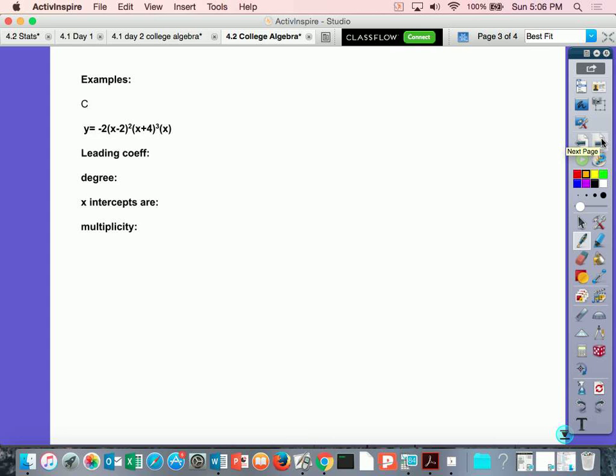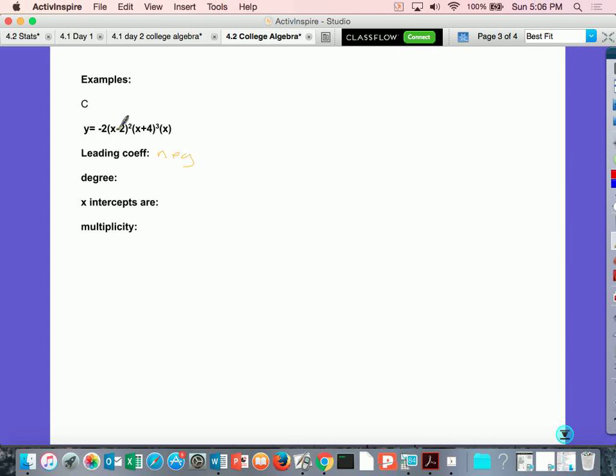Okay, let's look at one more. Now this one's already factored. The leading coefficient is negative. For the degree, there's an x squared times an x to the 3rd, to be x to the 5th, times an x to the 6th. So you could count the exponents to find the degree: 2, 3, 4, 5, 6. So the degree is 6. It's even. So an even negative, same as last time. The x-intercepts are 2, -4, 0, with multiplicities of 2, 3, 1. Graph it.